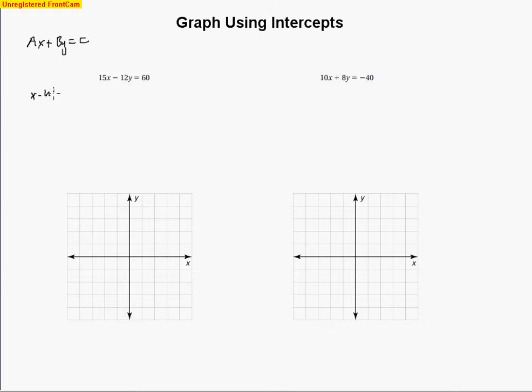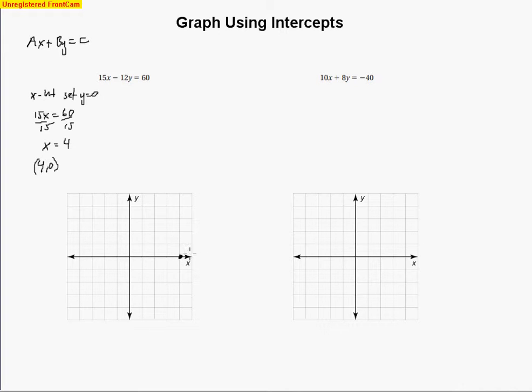I'm going to find the x-intercept. And I do that by setting y equal to 0. So I'm going to cancel out this term, and I'm just left with 15x equals 60. So I divide by 15, and I get my answer. So x equals 4 in this case. And so this point represents (4, 0). It's where the line crosses the x-axis. So I'm going to put a dot right there where it does.